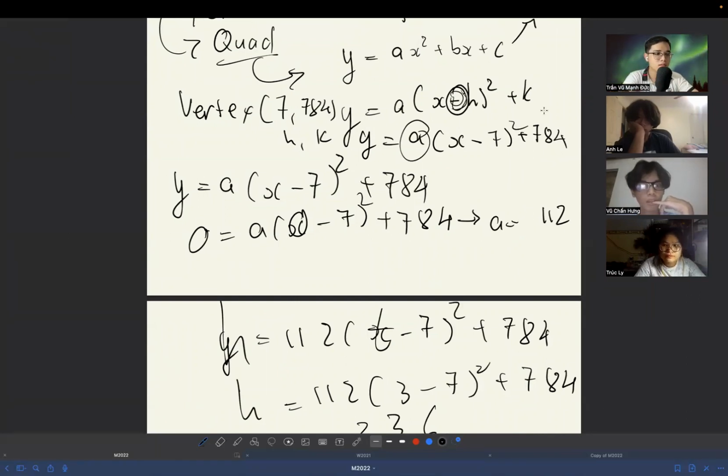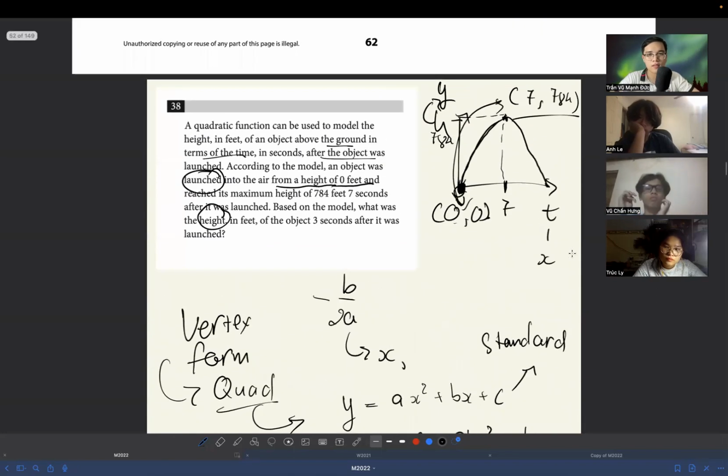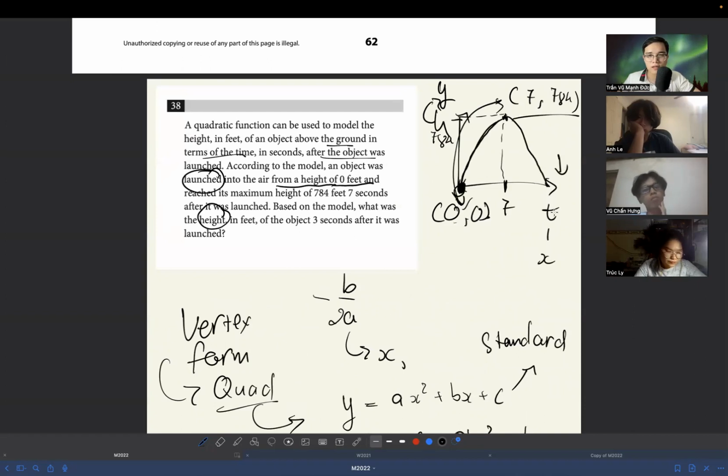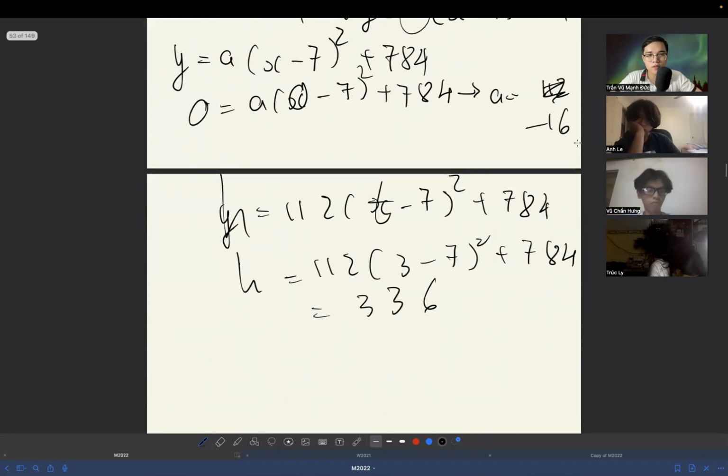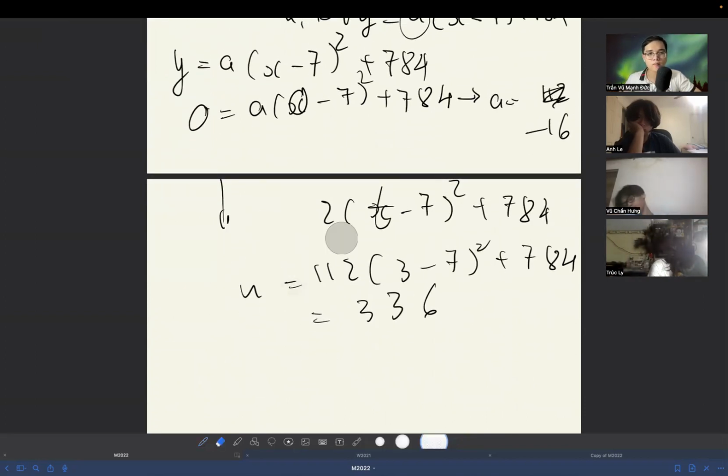How did I miss it? Okay, so squared. I'm going to have to recalculate the a. 0 minus 7 squared plus 784, a is minus 16. It looks way more accurate, because the parabola points down, so a must be smaller than 0, but I was getting a positive number, so it must have been wrong at some point. So thank you for that.